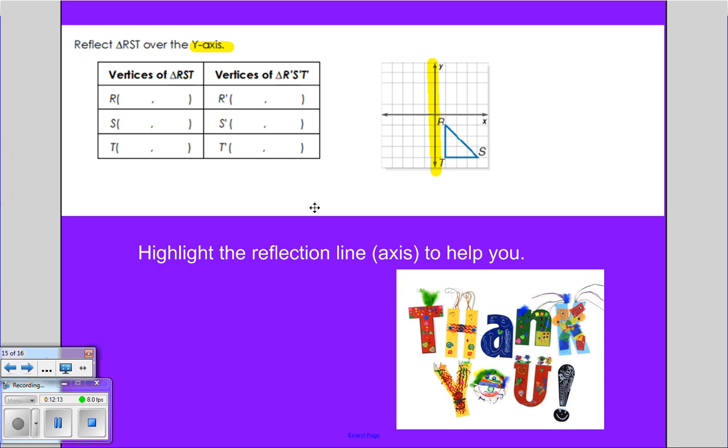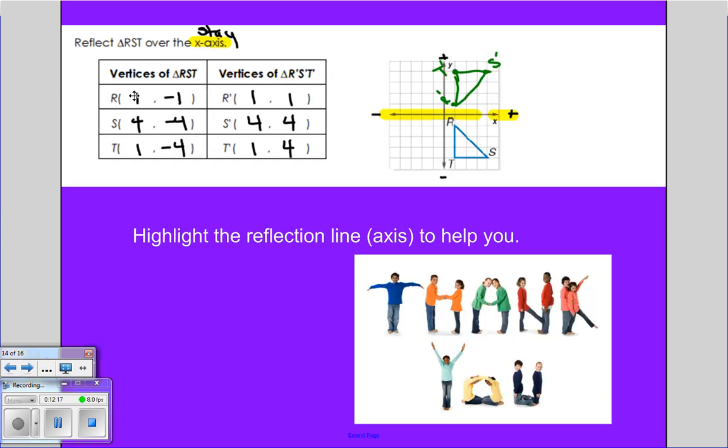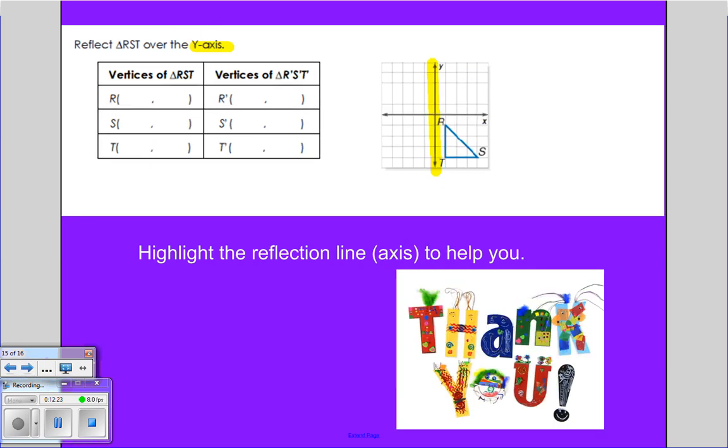on the y-axis this time. So you can copy down your original coordinates here. 1, negative 1, 4, negative 4, 1, negative 4. Okay?